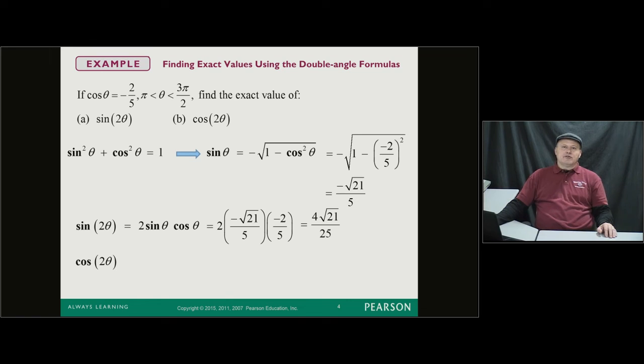Okay? Now, cosine of 2 theta is equal to, remember the formula, one of the formulas is 1 minus 2 sine squared of theta. Remember, it was three different things. You can make it equal to any one of them. It really doesn't matter which of those three you choose, because you know both the sine and the cosine. I just chose this one. So it's going to be 1 minus 2 times sine of theta, negative root 21 over 5, squared. And that's going to be 1 minus 42 over 25, which is negative 17 over 25. So cosine of 2 theta is negative 17 over 25.